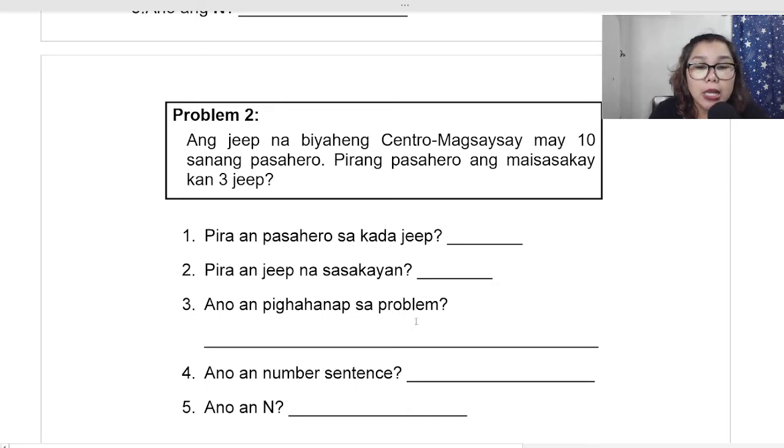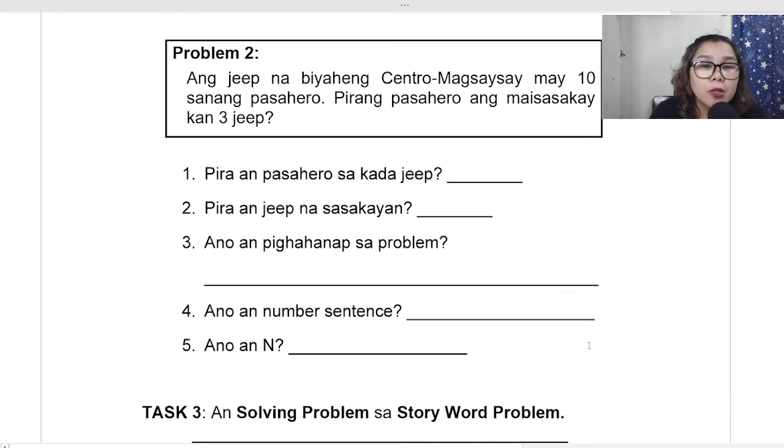Yan. So anong pigahanap sa problem? Nandyan lang siya nakasulat. Is it number of passengers or number of jeepneys? Ang hahanapin ba? And then number 4, ano ang number sentence? So, anong number ba ang uulit-ulitin dyan? Equals n. And then, number 5, ano ang n? So, what is the answer for this? Do we need to put a peso sign? No. Kasi hindi naman tayo. We are not talking about money.